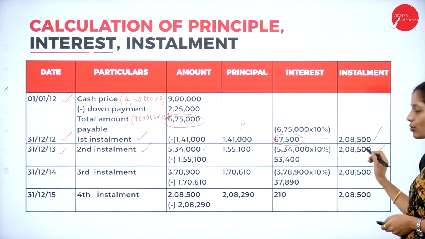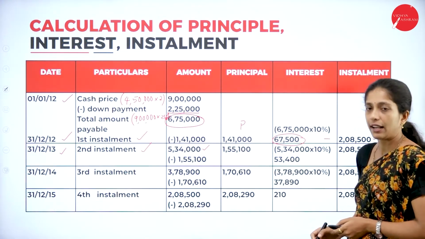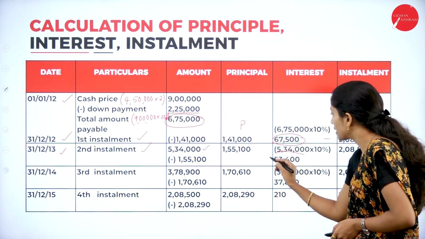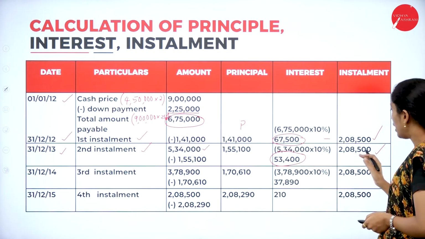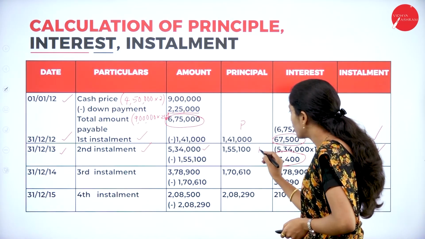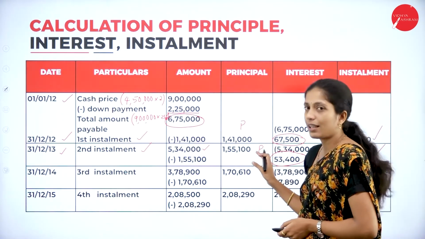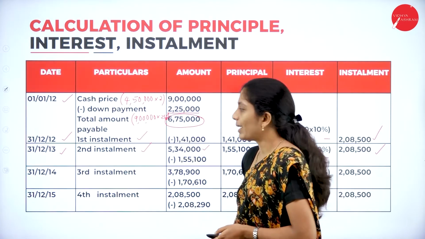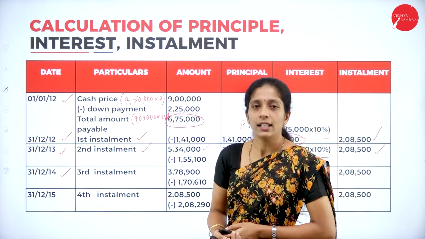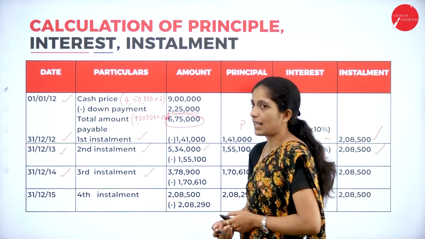Now directly come to the installment. We know the installment is 2,08,500. Now calculate the interest. The amount payable in the second year is 5,34,000 into 10% interest, so we'll get 53,400. Now installment minus interest will get the principal amount. So what is the principal? 1,55,100. Now clear about the second year, that is the second installment. Now come to the third installment that has to be paid at the end of the third year, that is 31st December 2014. We are making the third installment.